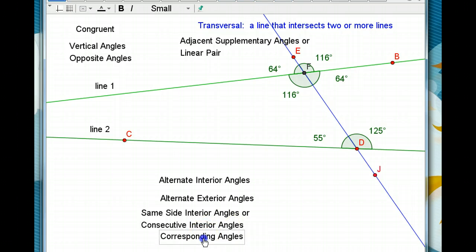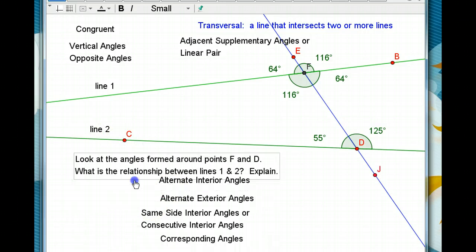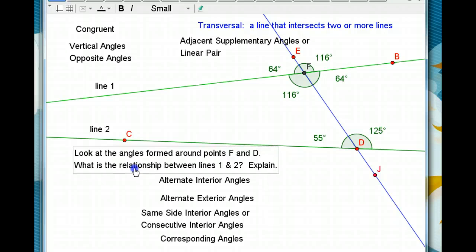So we have 4 different sets of angle pairs, but as we can see, they don't have anything special or unique about them. They're not only not congruent, but they're also not supplementary. What do you notice about lines 1 and 2? What relationship do you think is occurring between lines 1 and 2? Are they parallel, perpendicular, skew?